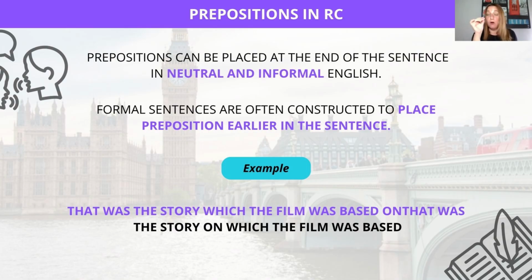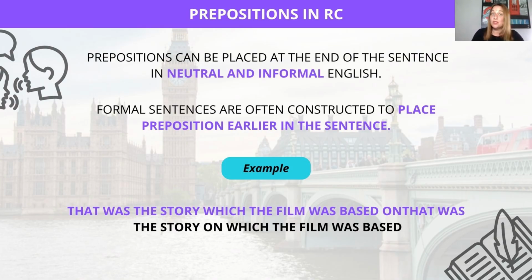So as you can see, the preposition on is at the end of the sentence because I'm talking in neutral or informal English, right? On the other hand, formal sentences are often constructed to place the preposition earlier in the sentence. So for example, let's look at the one in black. That was the story on which the film was based. So on goes at the beginning, well, okay, in the middle, but not at the end, right?